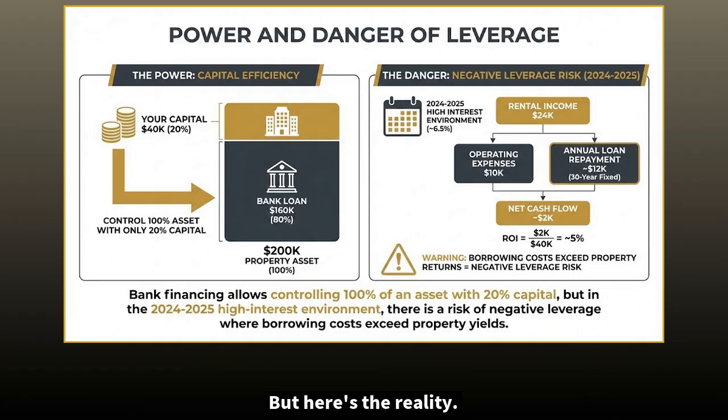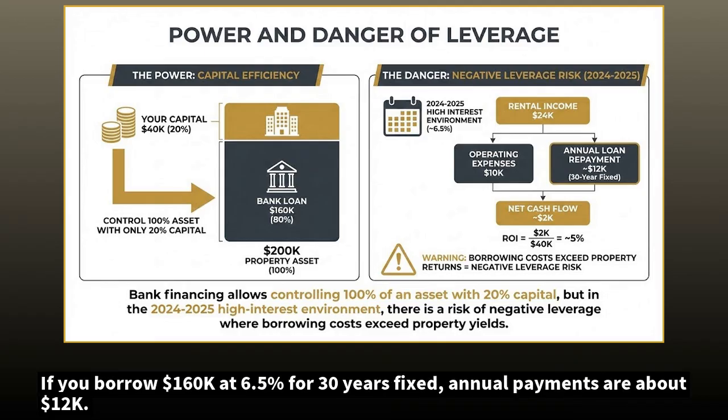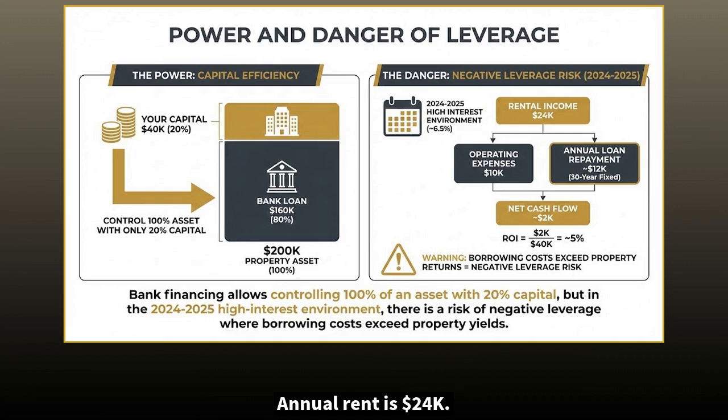But here's the reality. From 2024 to 2025, U.S. 30-year fixed mortgage rates have been running at 6 to 7%. If you borrow $160,000 at 6.5% for 30 years fixed, annual payments are about $12,000. Annual rent is $24,000. Operating expenses are $10,000. Loan payments are $12,000. Cash flow is about $2,000. Let's calculate ROI. $2,000 divided by $40,000 equals about 5%.